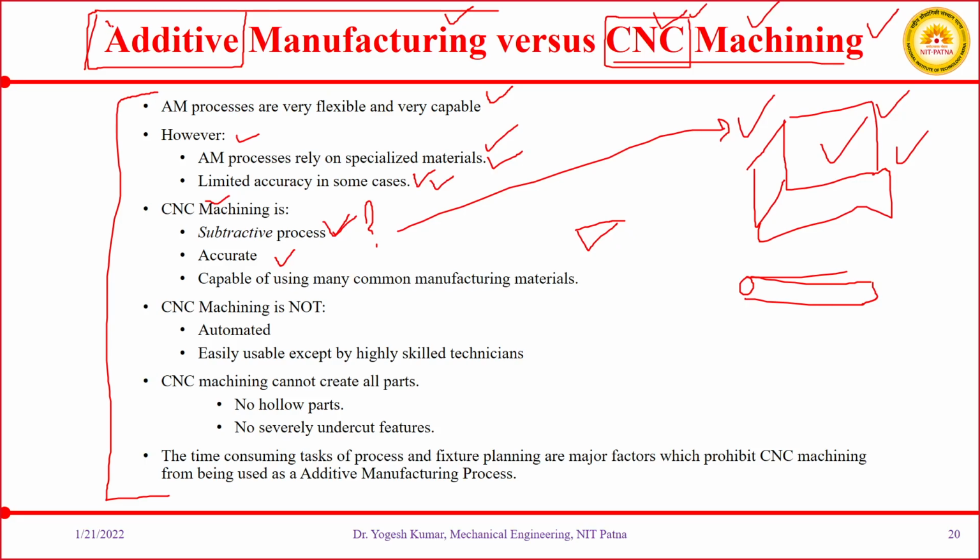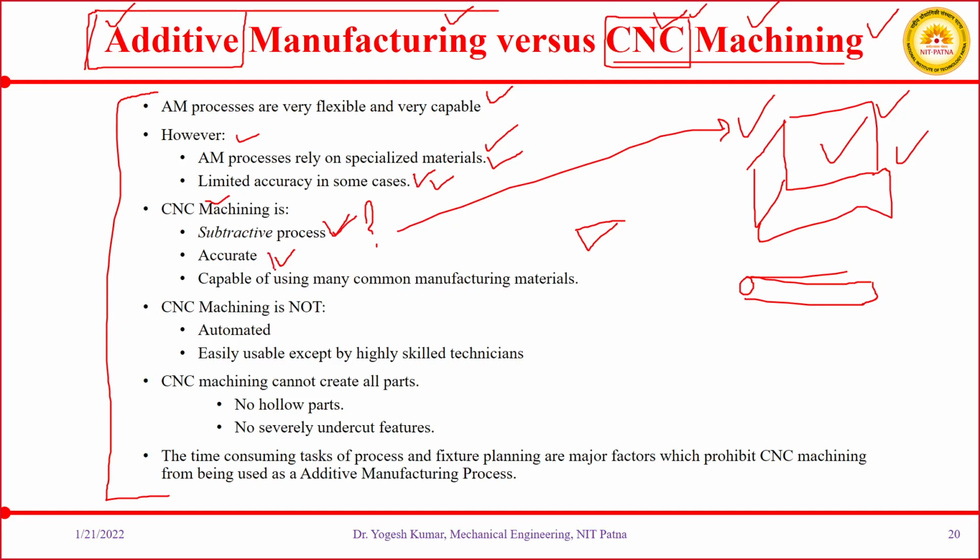But with additive manufacturing processes, it is quite limited, because we are depositing material layer upon layer. So that much surface quality is not possible, and that is why the part produced by AM processes is not that accurate, or maybe they require secondary processes in order to make the surface smooth.